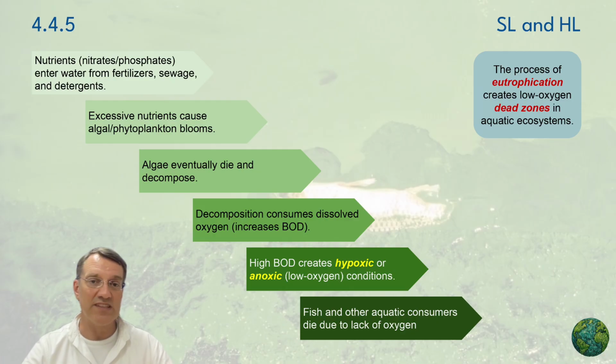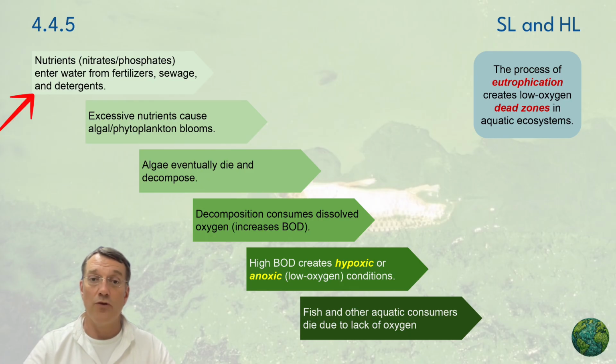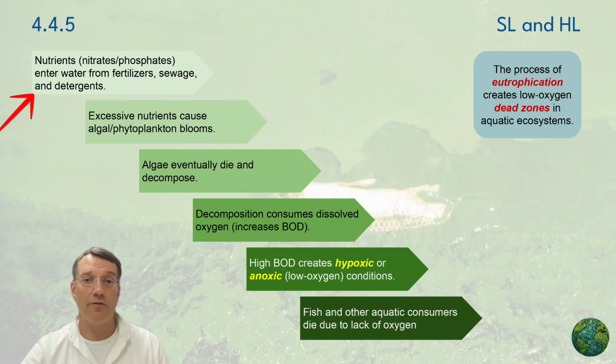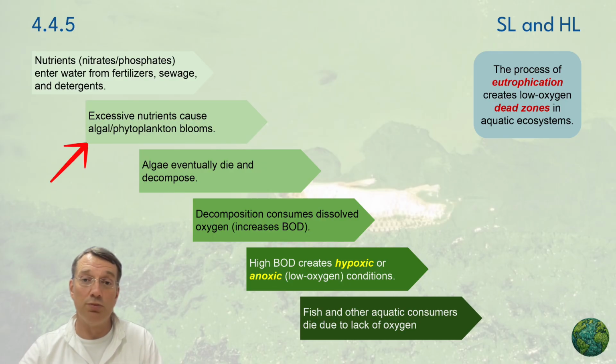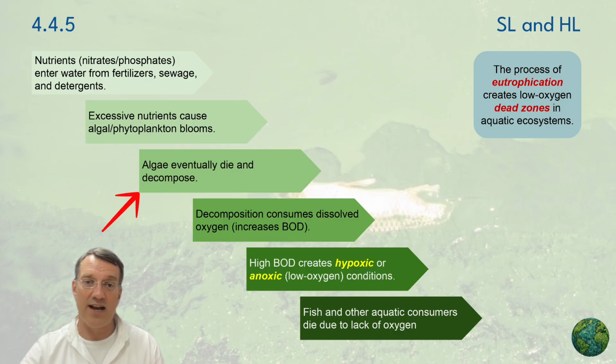So let's walk through exactly how eutrophication creates dead zones. First, the nutrients, the nitrates and the phosphates, enter water from fertilizers, from sewage, and from detergents. These nutrients cause an explosive growth of algae and phytoplankton, and that creates visible blooms that can turn water green or brown. Eventually, all this algae dies and it sinks to the bottom where bacteria begin to decompose it.